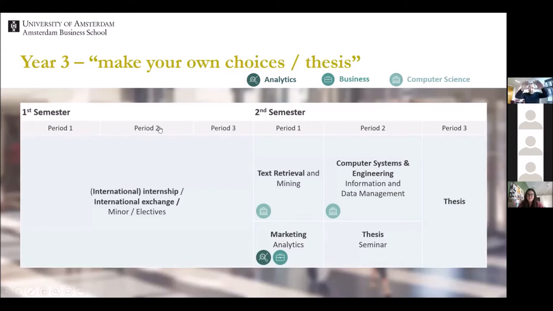So what you see, long story short, overall, in this three-year program is a well-balanced mix of analytics, business, and computer science, alone or by coming together.